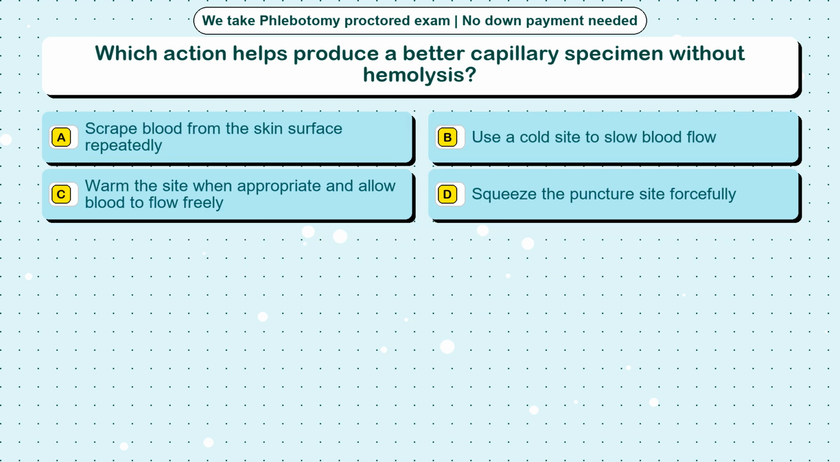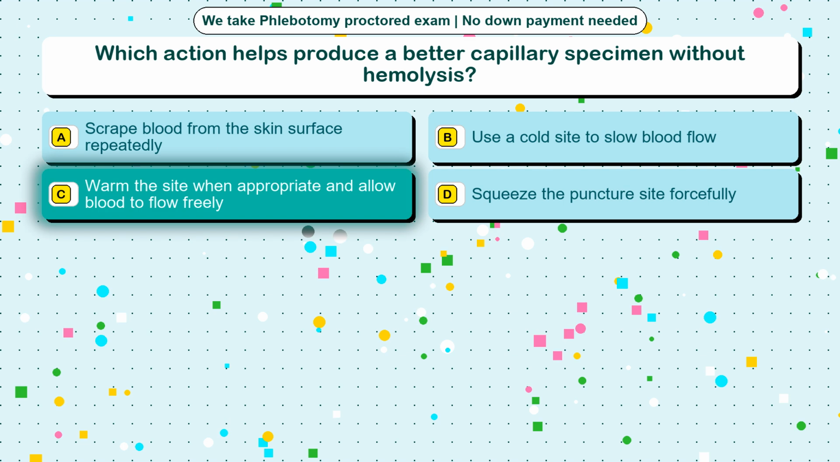Question 6. Which action helps produce a better capillary specimen without hemolysis? Option A. Scrape blood from the skin surface repeatedly. Option B. Use a cold site to slow blood flow. Option C. Warm the site when appropriate and allow blood to flow freely. Option D. Squeeze the puncture site forcefully.